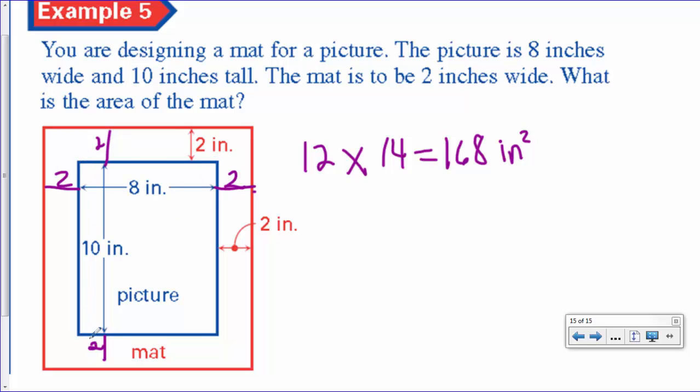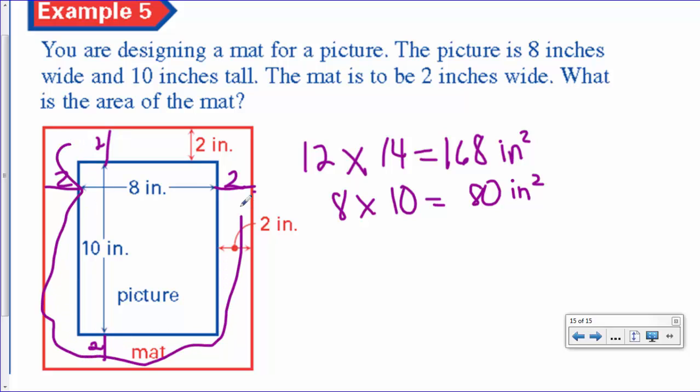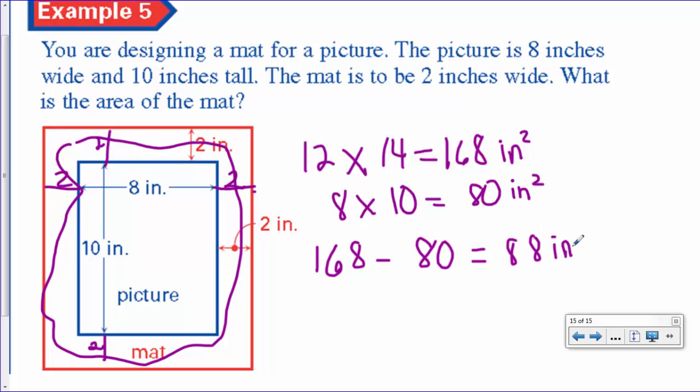Our blue rectangle outlined here is 8 by 10. Let's find its area. That would equal 80 square inches. To get our final answer, we need to take the area of the red minus the area of the blue to get the area that's left in between these two rectangles. Subtract 168 minus 80 equals 88 square inches, and that will be our final answer.